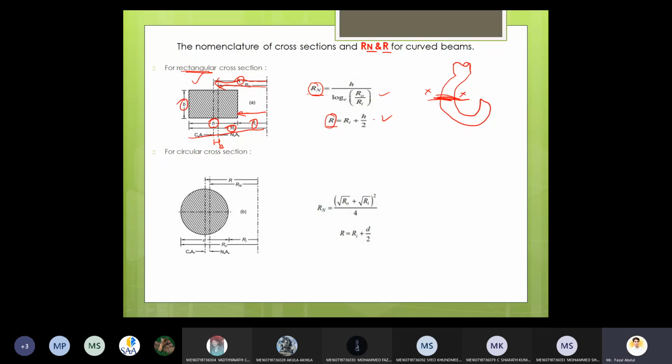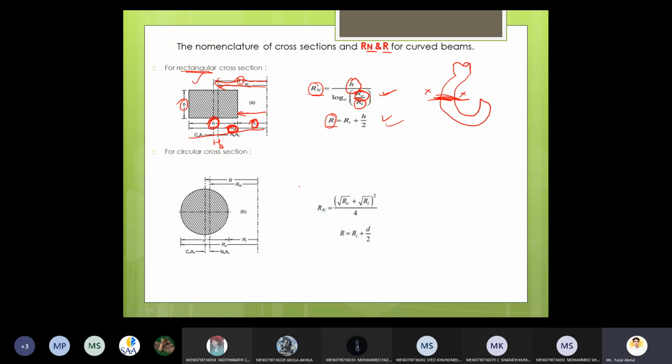So where h means what here? h is the height of this figure. R naught means what here? R naught is the distance from the center of curvature to the outermost layer. And Ri means what here? The distance from the center of curvature to the innermost layer. Right? And these are the equations for the rectangular section.